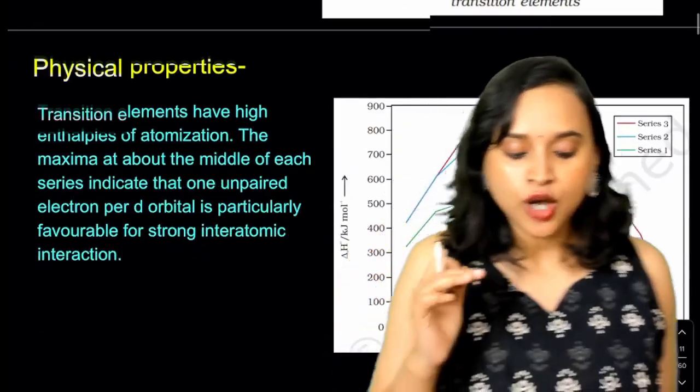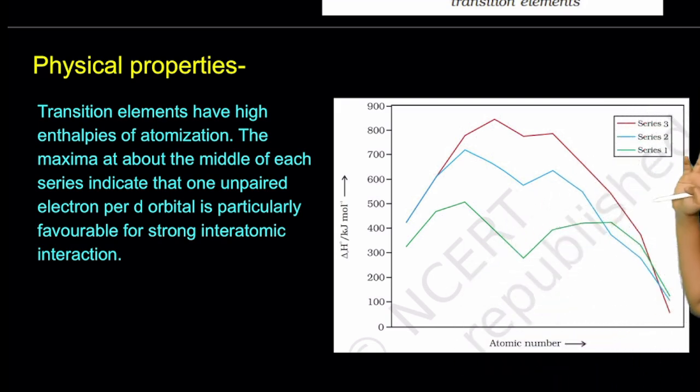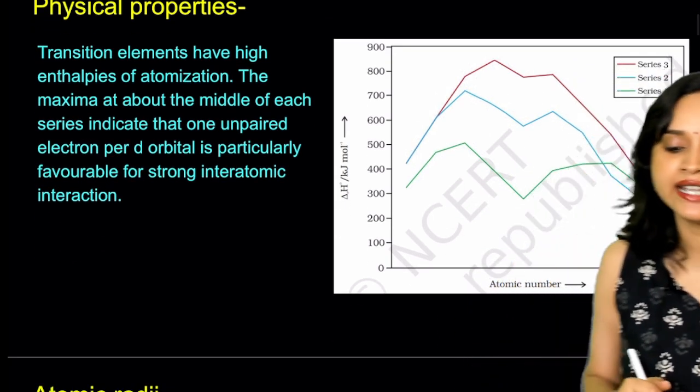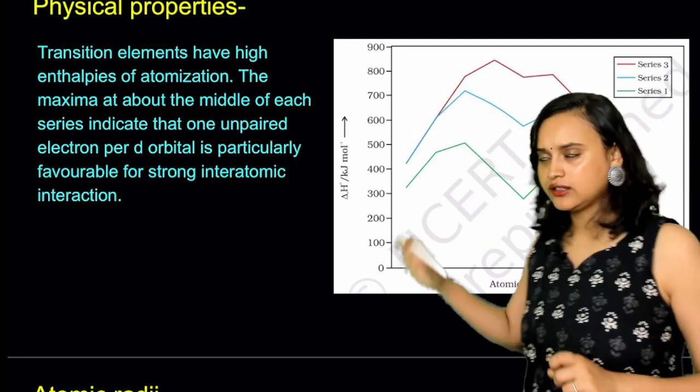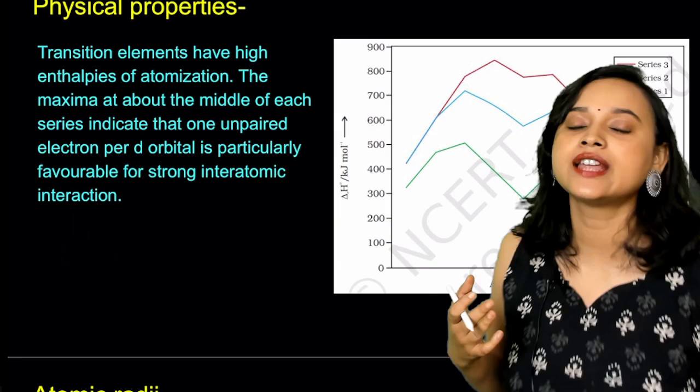Great. Okay, moving ahead, we're still continuing. This is your enthalpy of atomization. So if you take a look at the graph, you will understand that the majority of the transition elements, in general, have high enthalpy of atomization.